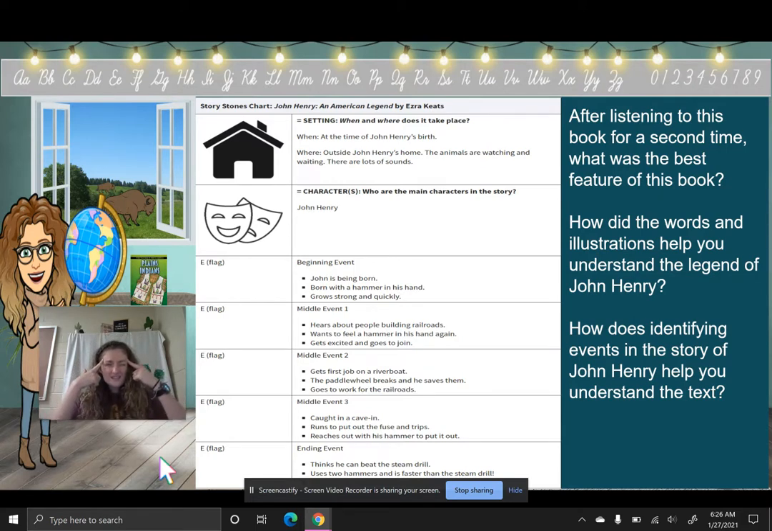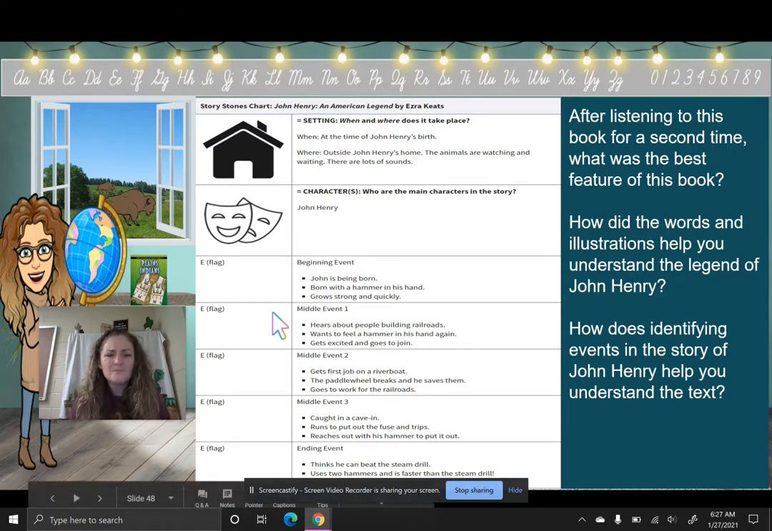So thinking about this question, I know it's a really tricky question to think about, but think about how we use illustrations to help us understand what is happening in the book. The illustrations matched what the words were saying. And the words told us about all the important events or things that John Henry did. So let's look at our story map right here.